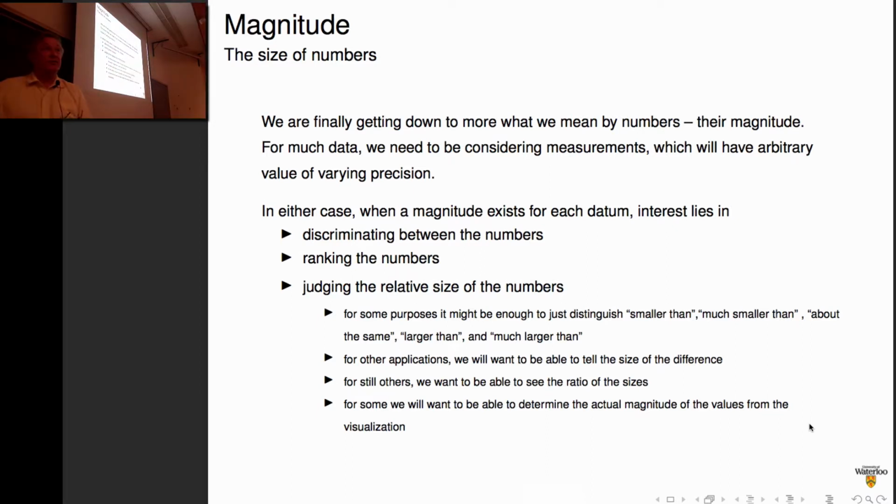Want to think about magnitude of a number. How do I represent that? And so there are lots of reasons for doing that. One is to discriminate between the numbers, the identity, to rank them, to order them, but then to judge the relative size. So for some purposes it might be enough to just distinguish smaller than, much smaller than, about the same, larger than, sort of rough, maybe even just a partial order. For other applications, we actually want to know the difference in the size, difference in the magnitude of those two numbers that are encoded.